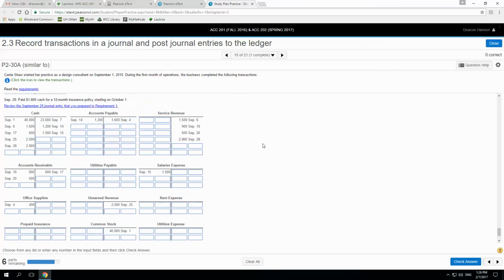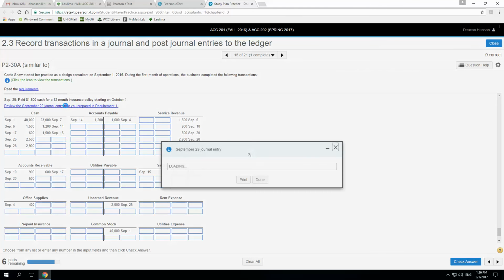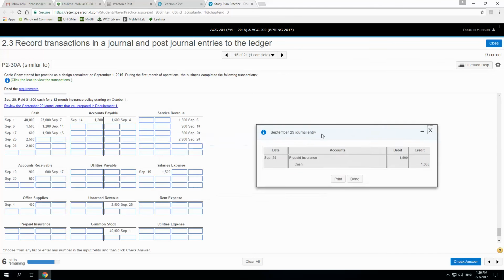I don't think we have too many more. Let's see. September 29th, I have a debit to prepaid insurance of 1,800 and a credit to cash of 1,800.